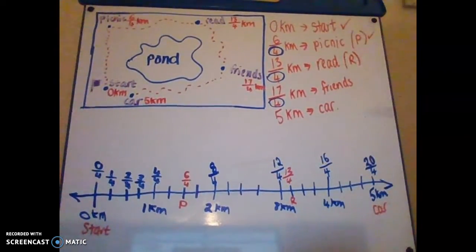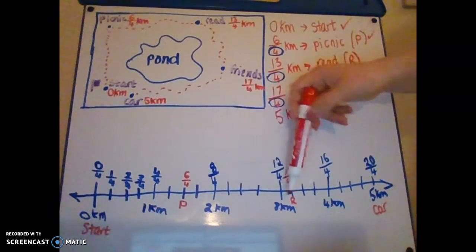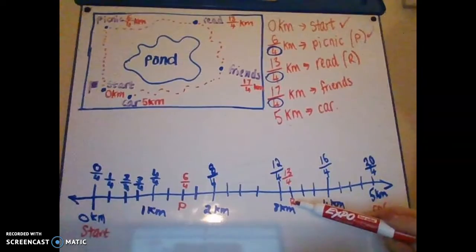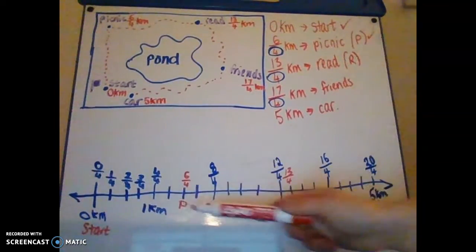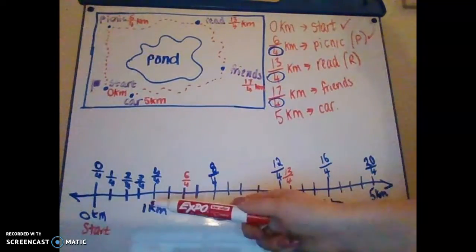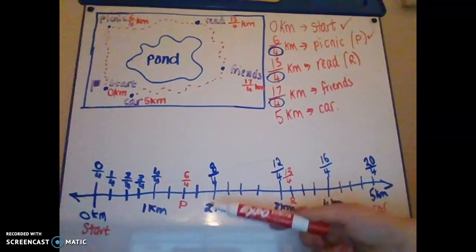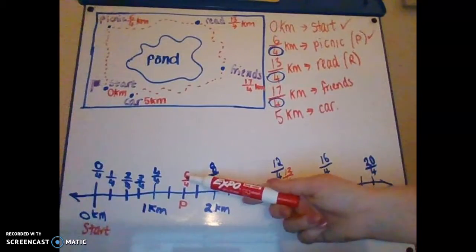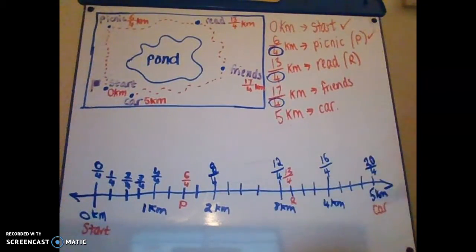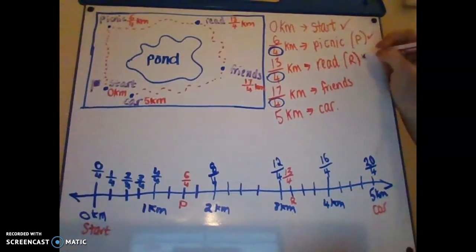Okay, so I walked just over 3 kilometers before I stopped to read. Okay, I didn't walk as far as 2 kilometers before I stopped for my picnic. I walked over 1 kilometer, but I did not walk a full 2 kilometers. I only walked 6/4. Okay, that's not enough. It's 2 kilometers. Okay, so now I have reading on there.